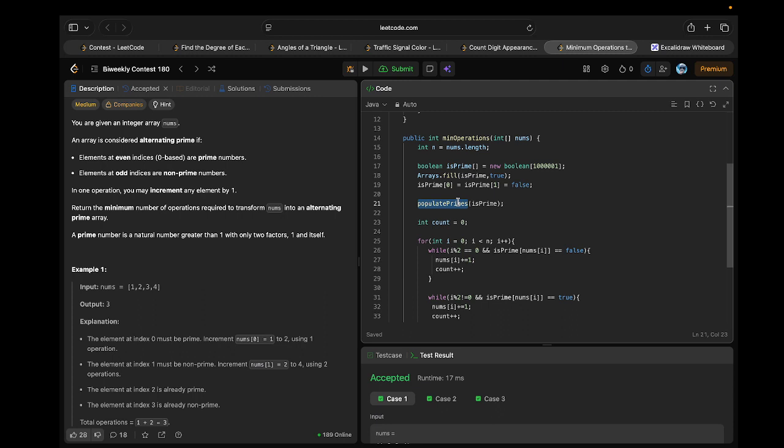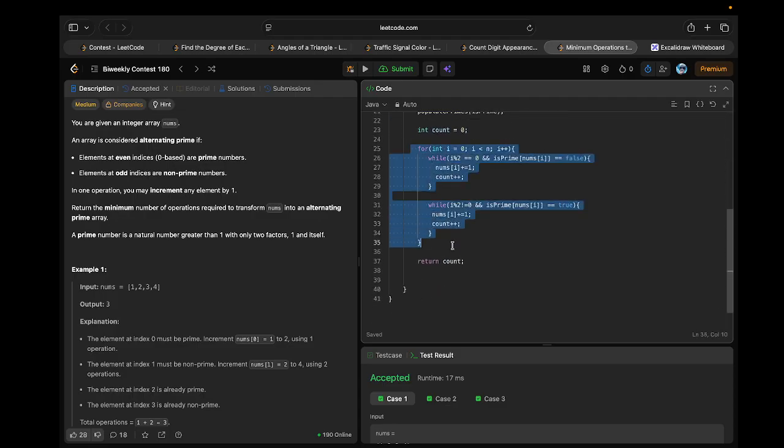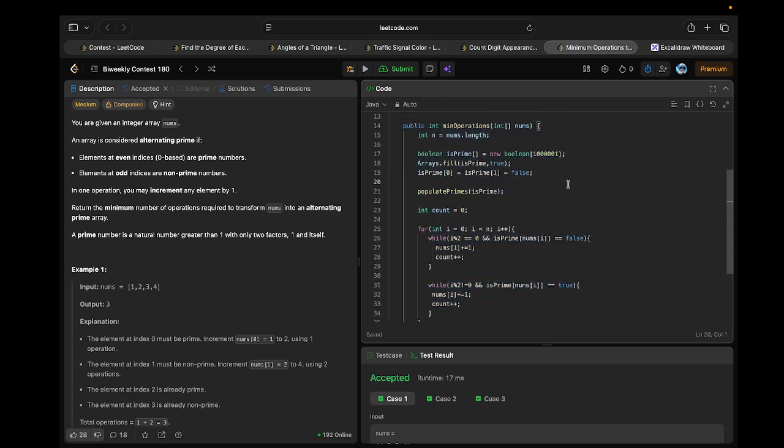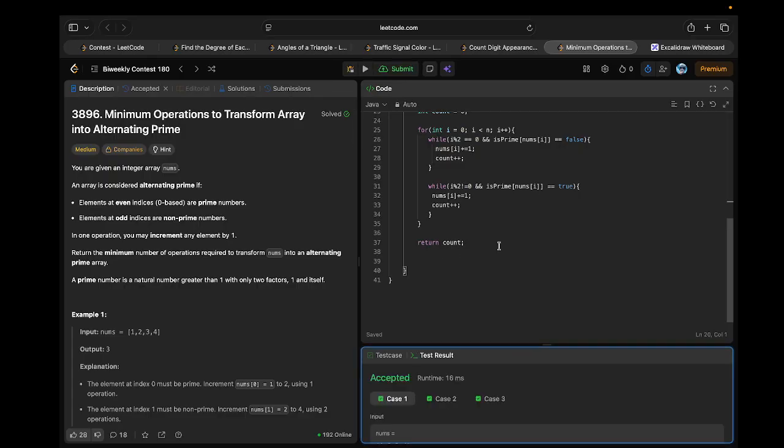I'm just populating the sieve, and how I'm populating it is like this. In this particular algorithm, we mark all the multiples of that particular number as false, because if the current number is a prime, then its multiples should not be prime. So I'm iterating over the array and checking if it's a prime number. If it's an even index and it's not a prime, I just have to make it prime. Same if it is an odd index and it's a prime, then I have to make it non-prime. So this is the problem, and I don't think it's too difficult. So this is the code of this third problem also, right?